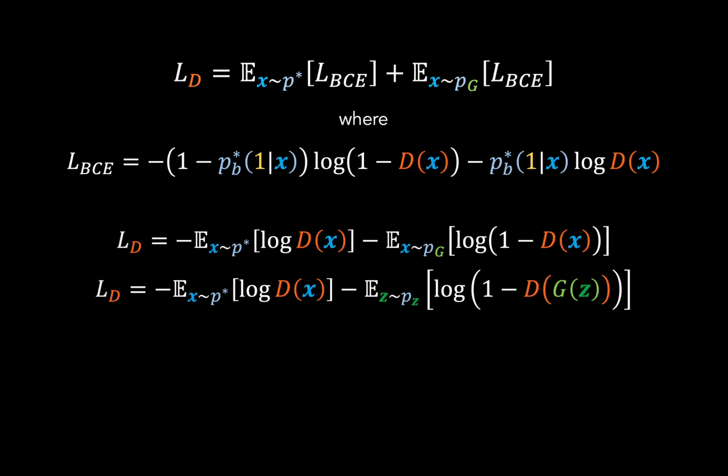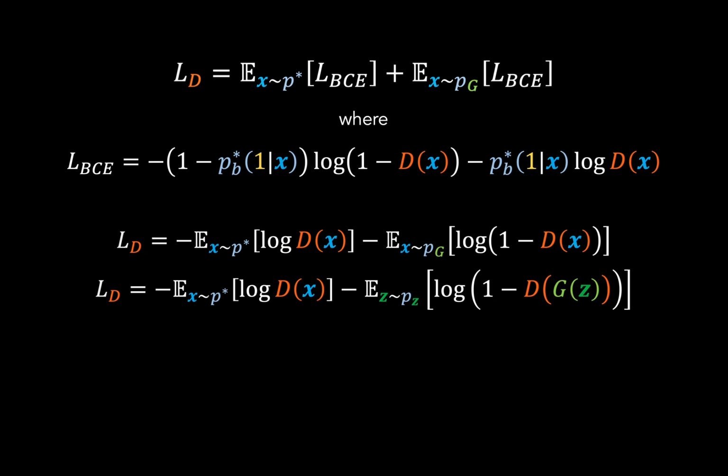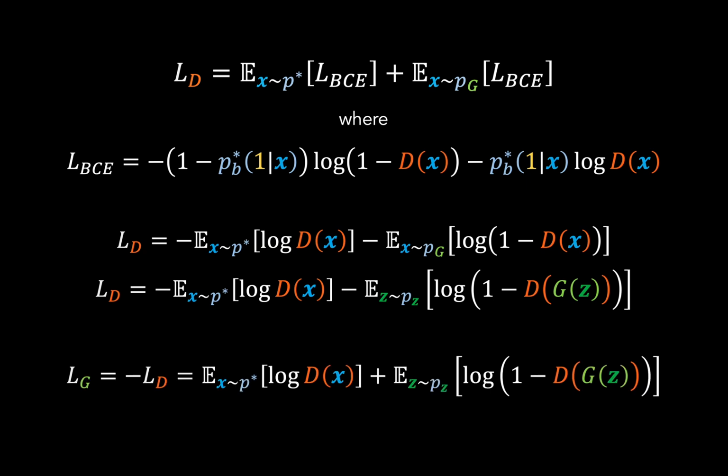Now, the only thing we're missing is our generator loss. Of course, the ultimate objective is to align P of g with P star, but it turns out we can achieve this by using the intermediate objective of reducing the discriminator's performance as much as possible. So the generator loss is the negative of the discriminator loss, just ignoring the first term, since the generator can't actually influence this.